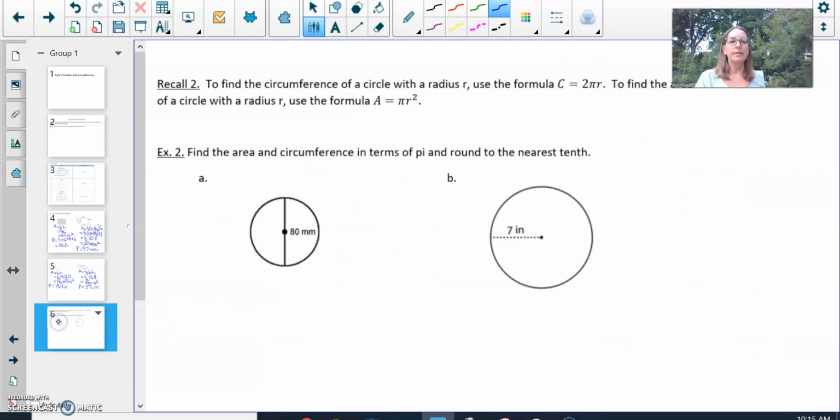Okay, and then for a circle, remember to find circumference of a circle, you can use 2 pi r, or you could use pi d to get the circumference, which is the distance around the circle. And for area of a circle, you use pi r squared. So example 2, find the area and circumference in terms of pi and round to the nearest tenth.